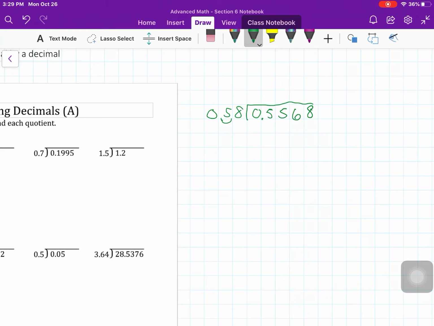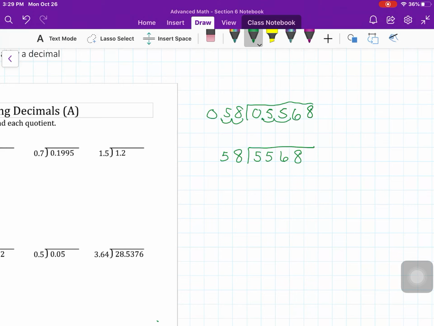We want to move our decimal to the end of the number, so we're going to multiply it by 100 or move it 2 places. Remember, whatever we do to the divisor, we also do to the dividend. So we're going to move it 2 places to the right. And then we rewrite it and clean it up a little bit. So we have 58 as our divisor, and we've got 5,568 as our dividend. And now we have a 2-digit divisor problem.